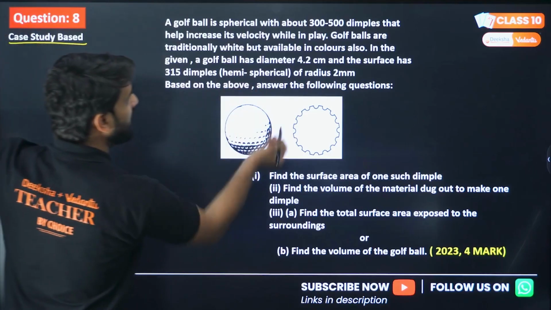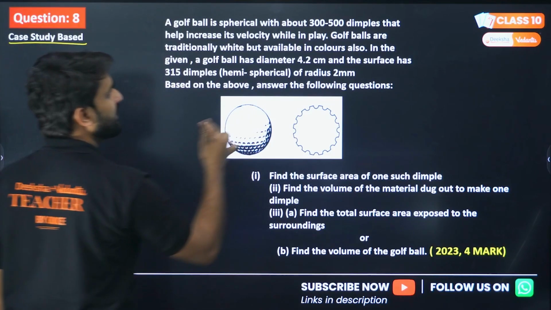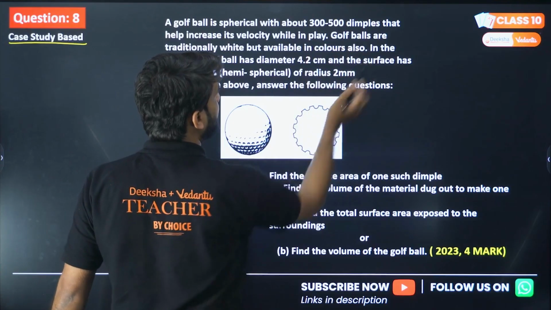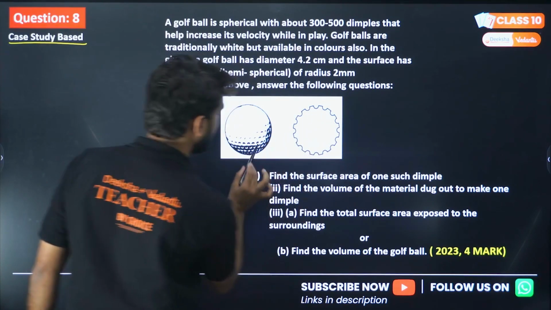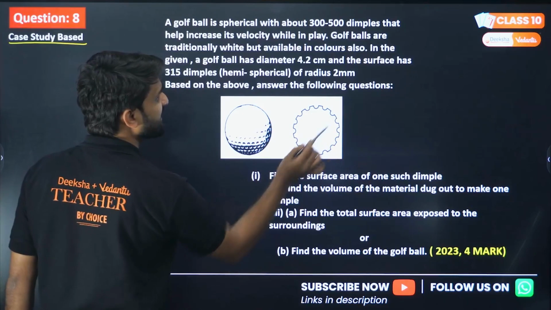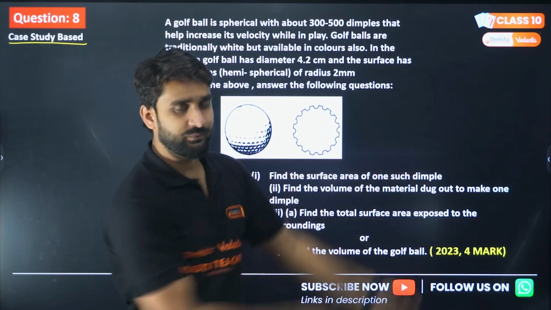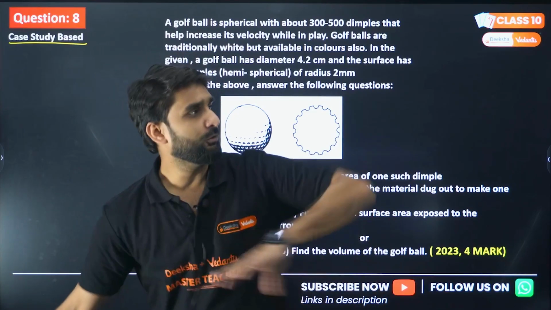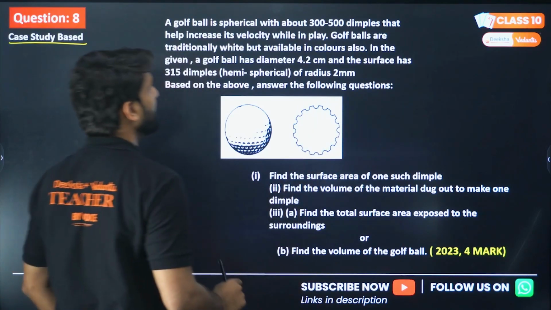There is a golf ball, and on the golf ball there are almost 300 to 500 dimples. I think you might have seen a golf ball. This is the golf ball. Why are these dimples there? To accelerate the ball. When you kick the ball using a golf stick, the ball goes with very great acceleration. To increase the speed, these kinds of dimples are made.